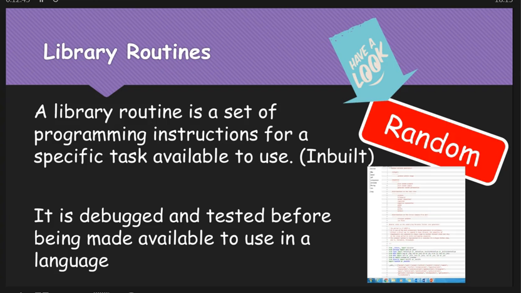So the outcomes or the objectives of today's lesson is to know how pseudocode works, understand the purpose of library routines, modules, and suggest and apply suitable test data. Okay, so we're going to have a look at library routines. So a library routine is basically a set of programming instructions for a specific task available to us. The idea is that this library routine is normally built in.